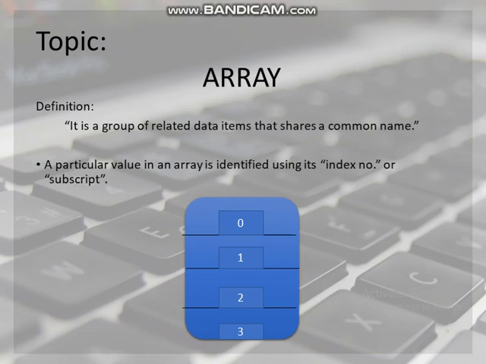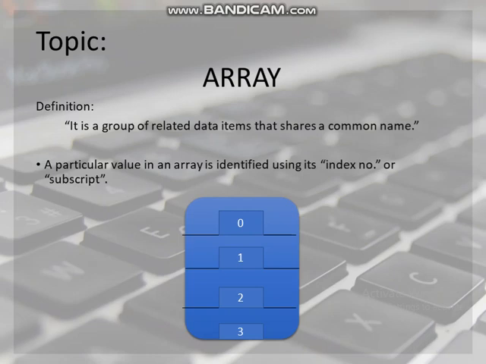So what is an array? An array is nothing but a group of related data items that share a common name. There is a group of related data items that have a single name, and that is called an array. A particular value in an array is identified using its index number or subscript.